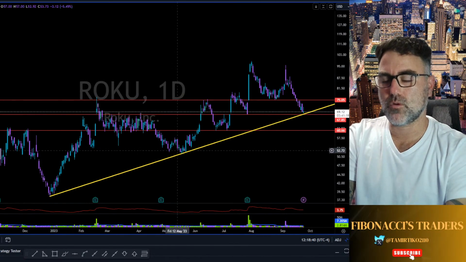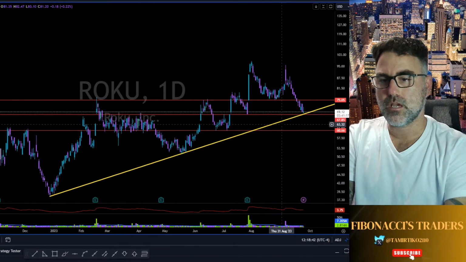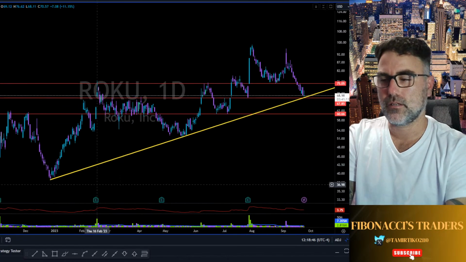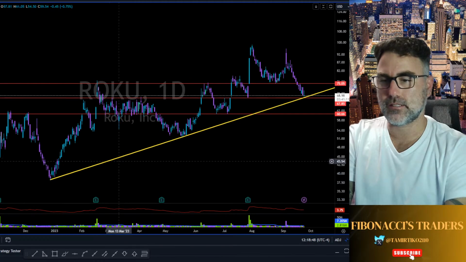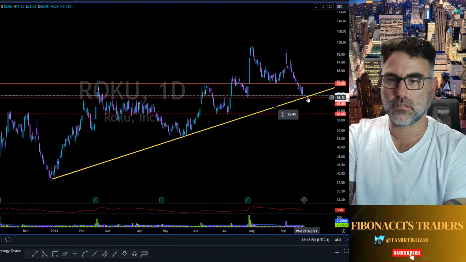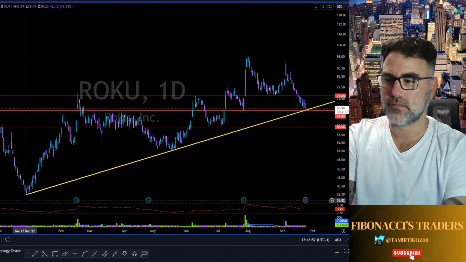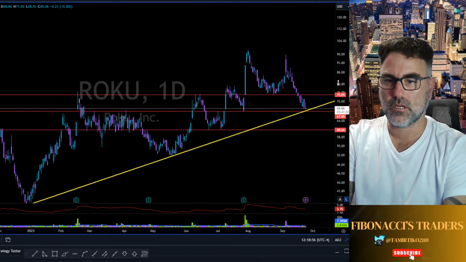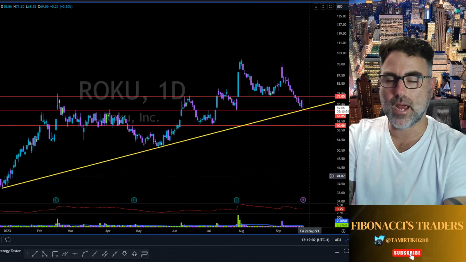And as you can see, Roku on the daily is still holding above this yellow trend line. This yellow trend line holding the higher lows since December of 2022. 10 months of an uptrend, breaking below 60.6 and then 57 and 51.